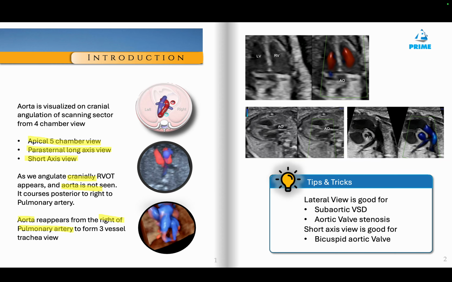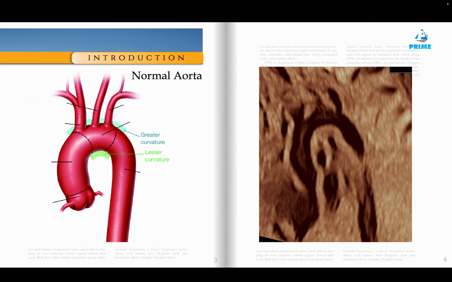So this is another thing you see in this cross section: whether the aortic valve is bicuspid or trileaflet. So these are the advantages of a short axis view looking at the aorta and the aortic valve.